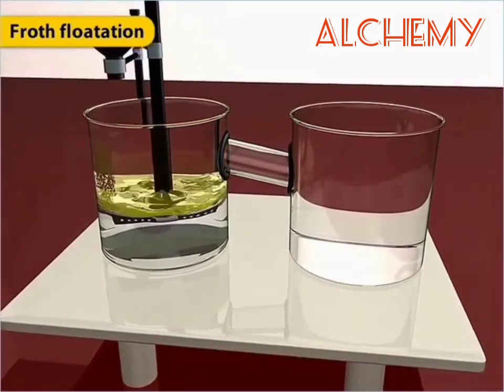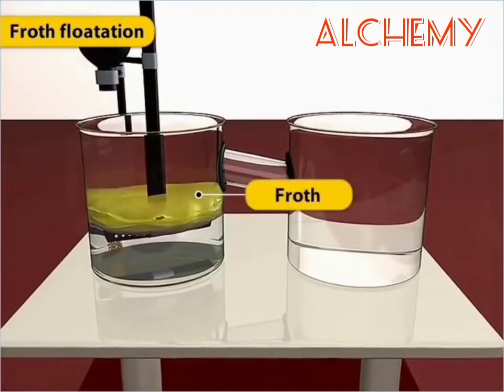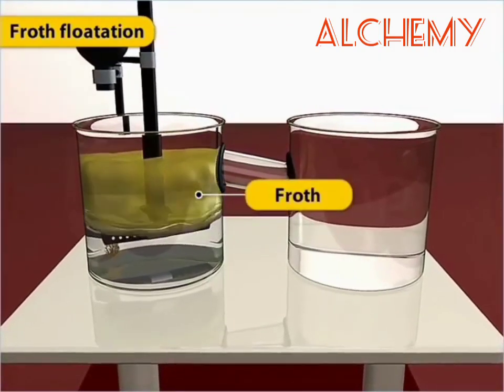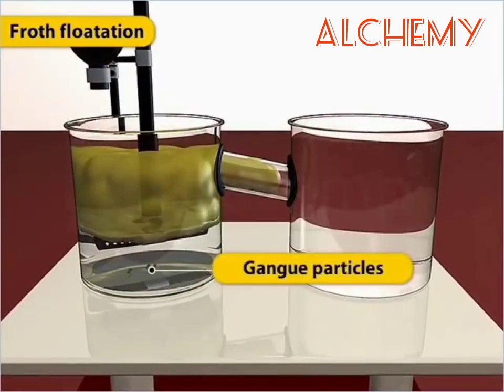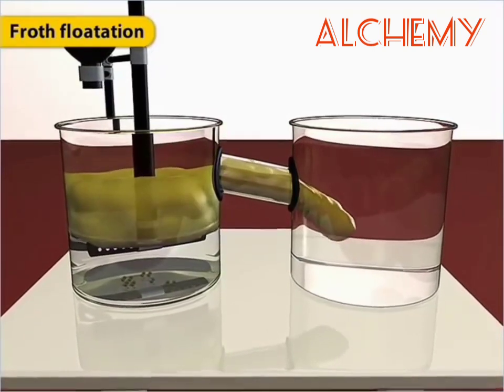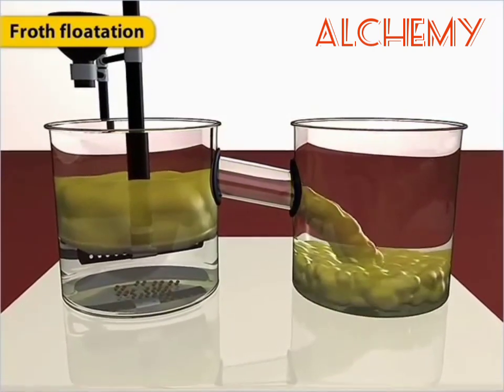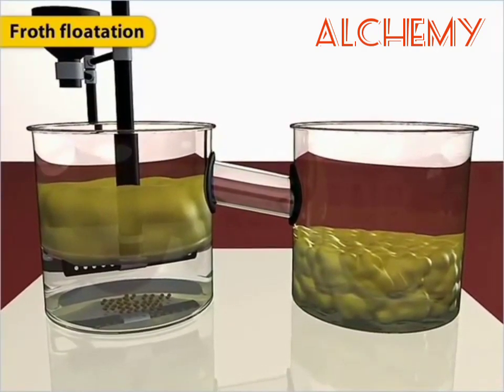Now, when a stream of air is passed through this solution, froth is formed. The froth carries the ore particles, leaving behind the gangue particles. This froth is later dried and skimmed off, whereby we can get the ore.